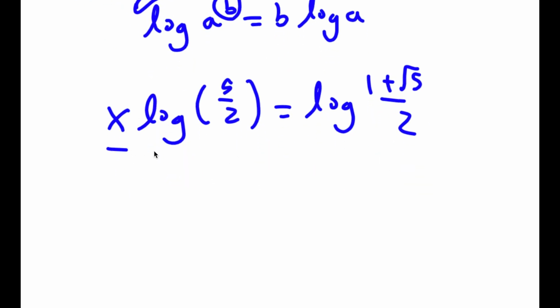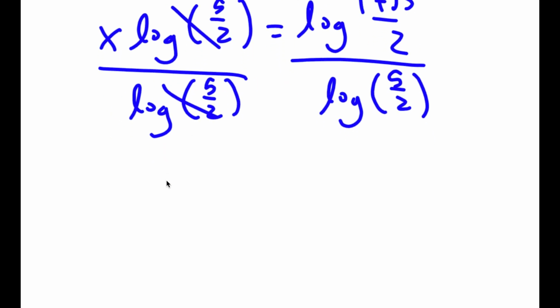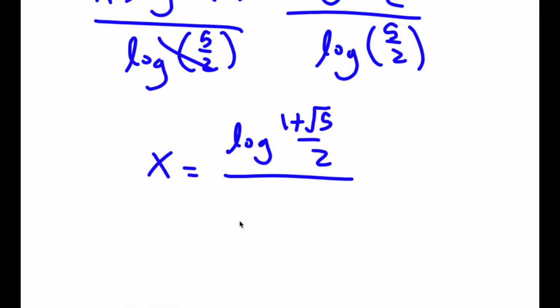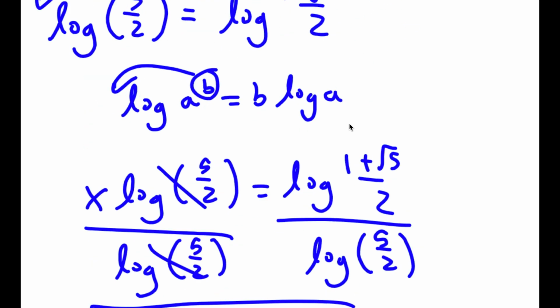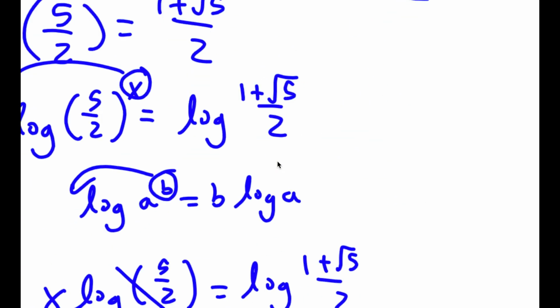Now we obviously want to isolate x, so I'm going to divide both sides by log 5 over 2. So then these two cancel out, and now I have x is equal to log of 1 plus the square root of 5, over 2, over log 5 over 2. Now, 1 minus the square root of 5, over 2, this wouldn't work because 1 minus the square root of 5 is going to be a negative number, and you can't raise a positive number to a power and make it a negative number. So this is wrong, and this is my only solution.